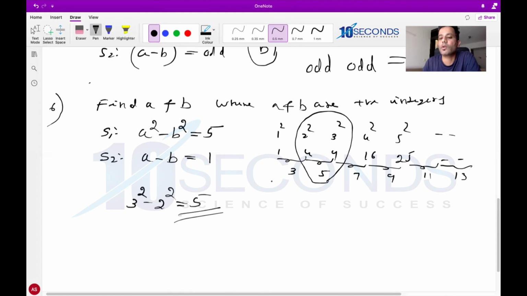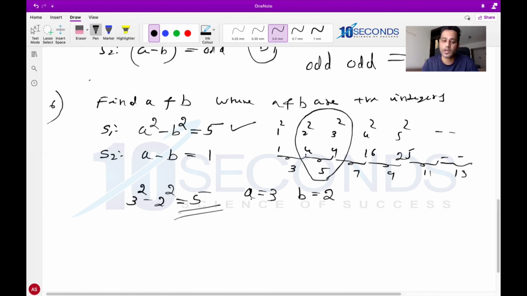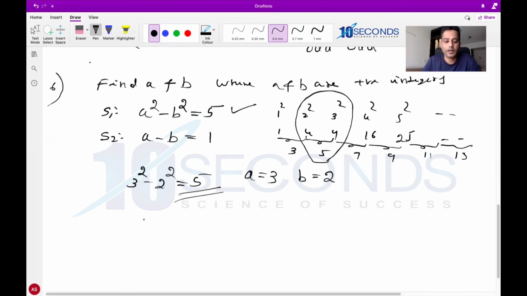Is there any other square number where the difference is 5? No, only 3 square minus 2 square is 5. So it's very clear that A is 3, B is 2. Question is answered using statement 1. But you need to check separately whether you can answer it using statement 2 only. Indirectly, don't use the first statement, only statement 2.